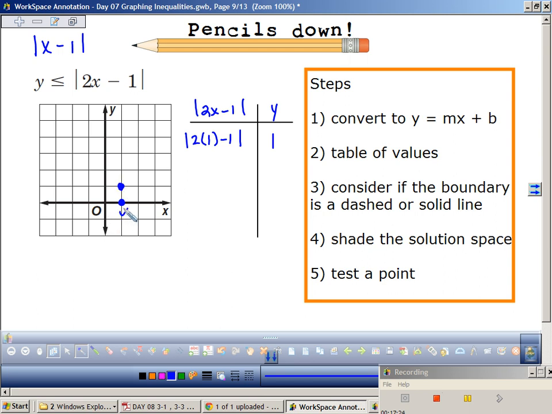It's right there. Huh. I wonder why that happens. Let's see. What would be the next easiest point to put in? Let's try 0. If I put in 0, 0 minus 1 is negative 1, right? But the absolute value of negative 1 is 1. So if I put in 0, I get 1.